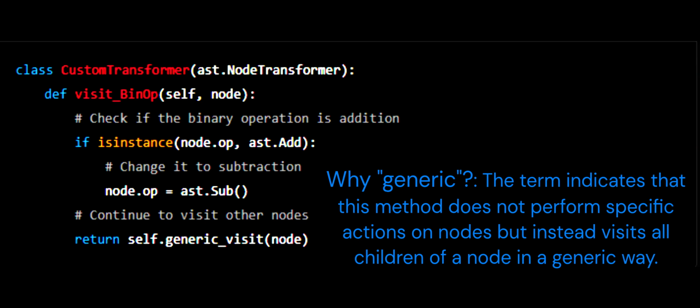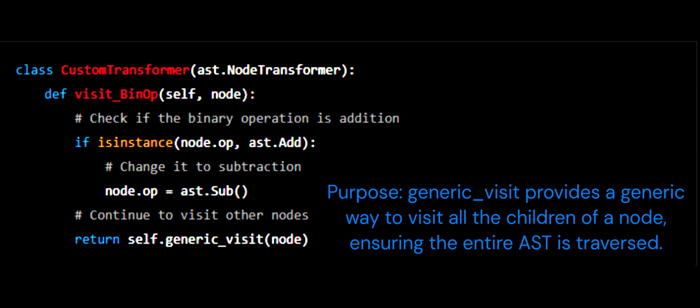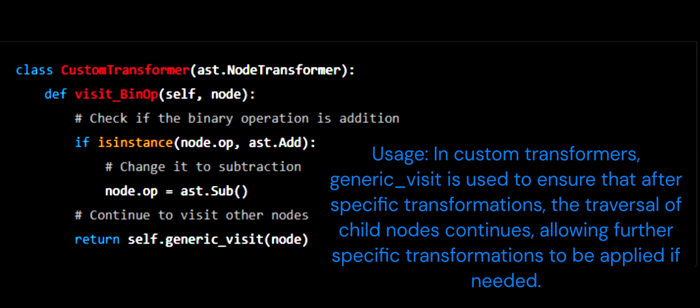Why generic? The term indicates that this method does not perform specific actions on nodes, but instead visits all children of a node in a generic way. Purpose: generic_visit provides a generic way to visit all the children of a node, ensuring the entire AST is traversed. Usage: in custom transformers, generic_visit is used to ensure that after specific transformations, the traversal of child nodes continues, allowing further specific transformations to be applied if needed.